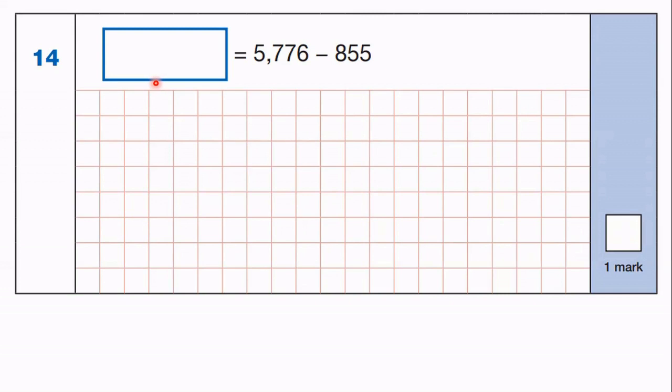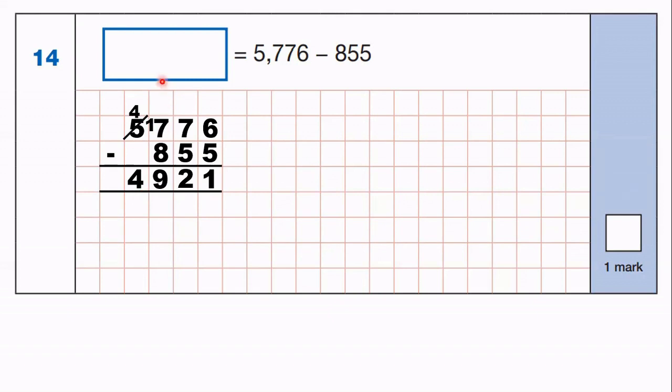Question 14. Something equals 5,776 minus 855. Well, it doesn't matter whether the equal sign is at the start or at the end, we do the same thing. We can set this out as a column subtraction. So 6 minus 5 is 1, 7 minus 5 is 2. We can't do 7 minus 8, so we exchange to get 17 minus 8, which is 9, and then 4 minus nothing is 4. So our answer is 4,921.